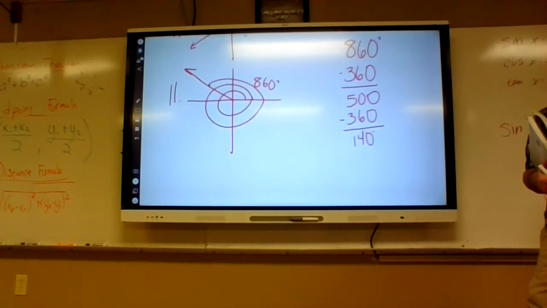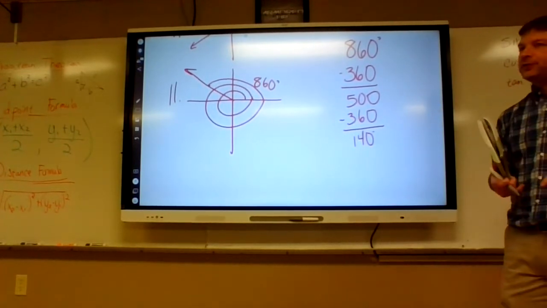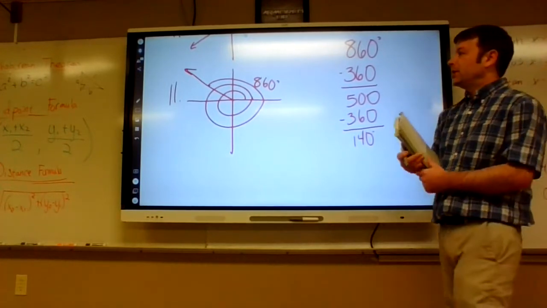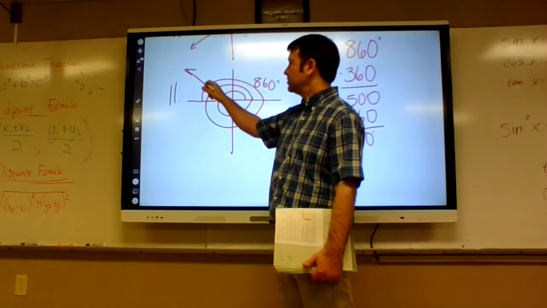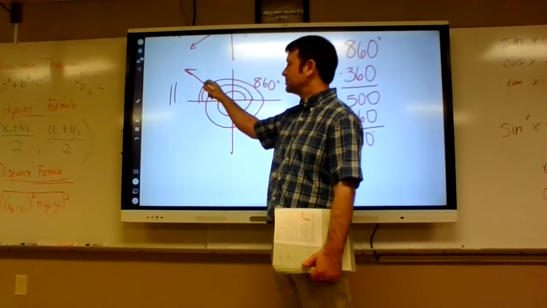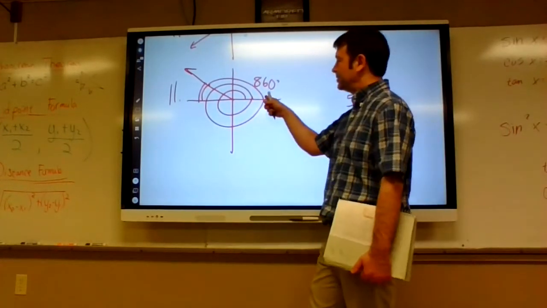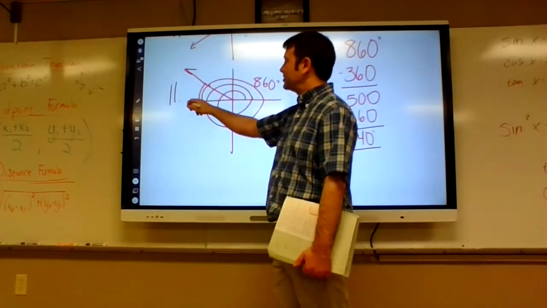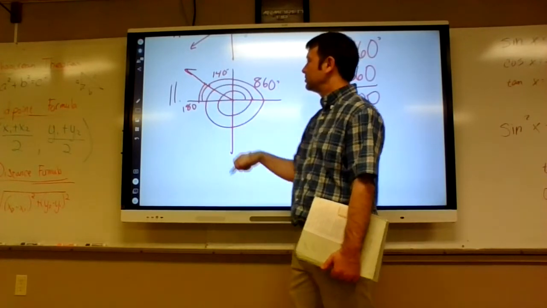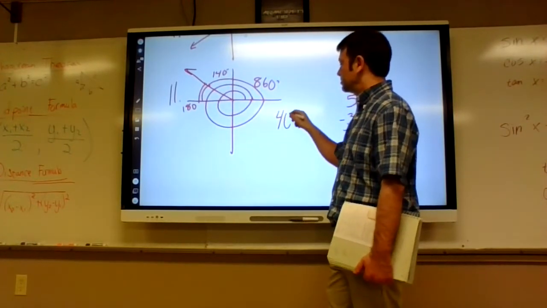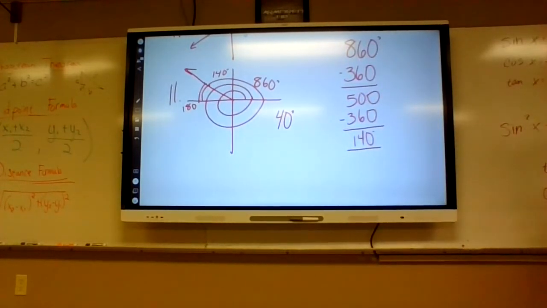Wait, so the reference angle you worked with on 11 is 860? No, 860 was the original angle. The reference angle should be between 0 and 90 degrees. So the reference angle is how far away from 180 this is. Remember, it's 140 degrees past 0, so 180 minus 140 would give us the reference angle right there. So it's 40 degrees. That's how far away it is from 180.